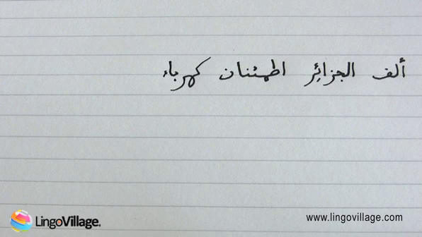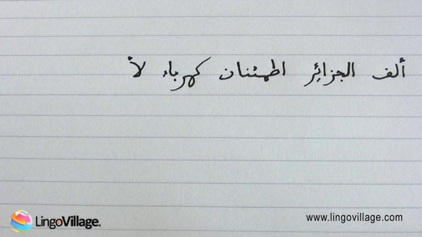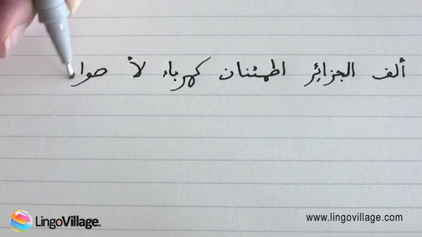Kahraba features hamza at the end of the alif and sitting on the bottom line. It means electricity. La is the word for no. Here the hamza appears seated on top of the alif. Finally, we have tawari'. Tawari' means emergency.